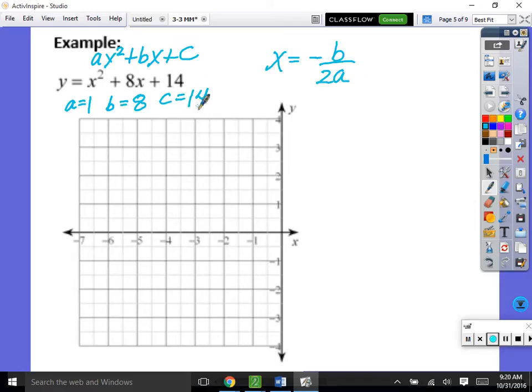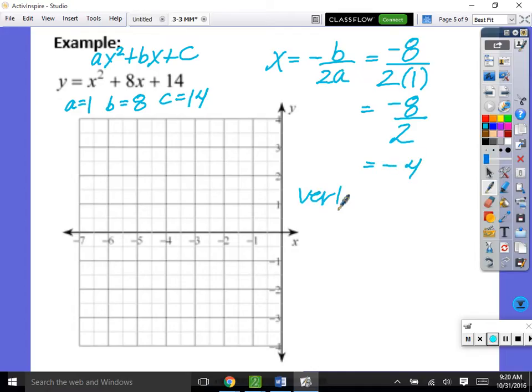Okay, so let's find the x value of the vertex by plugging it into our formula here. So negative of b just means the opposite of b. So isn't this positive 8? So that's negative 8 over 2 times a. So a is 1. Now you remember there was one thing you have to do. You have to actually multiply the bottom out before you divide. So negative 8 divided by 2 times 1 is 2. So that's really negative 4, correct? So our vertex is negative 4 comma something.